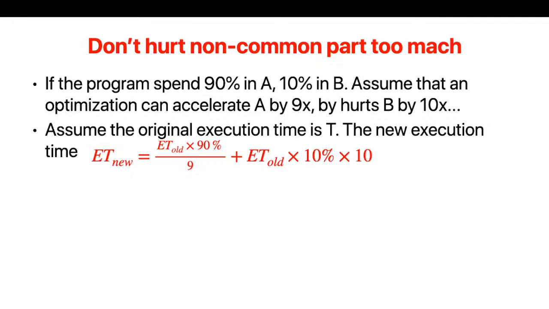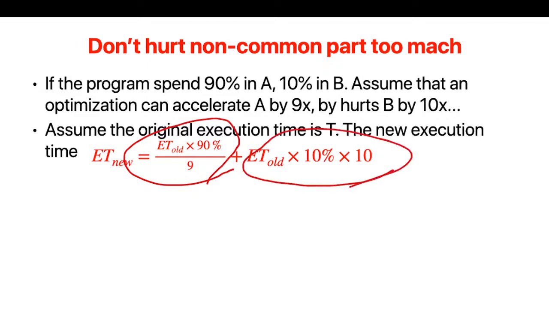So what do we end up with, right? If you make a calculation, you'll figure out the optimization in this way: we can make the old execution time of the 90% to be something like this. And for the 10%, it will become another thing like this. Then, if you add it up together, your new execution time will be 10% more than the original execution time.